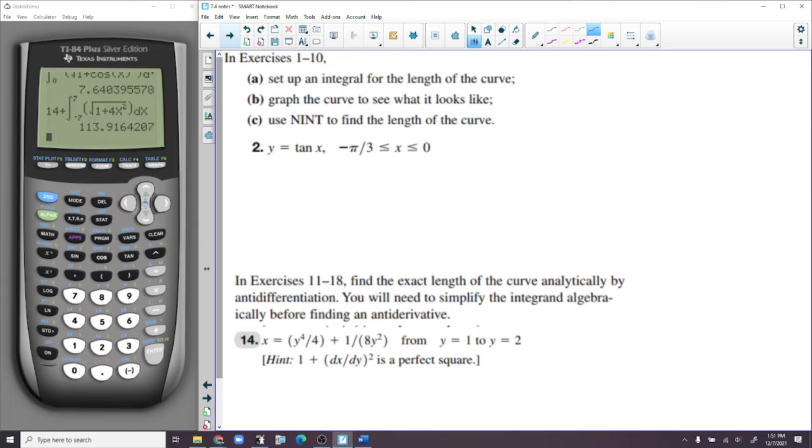Exercises 1 through 10: set up an integral for the length of the curve, graph the curve to see what it looks like, and use NINT to find the length of the curve. All right, so pretty straightforward. Letter A, set up an integral.